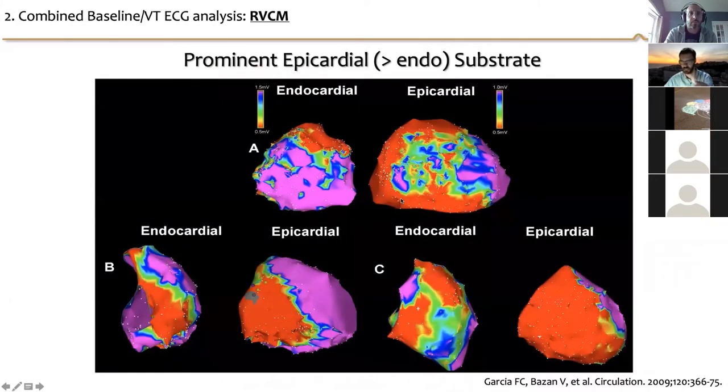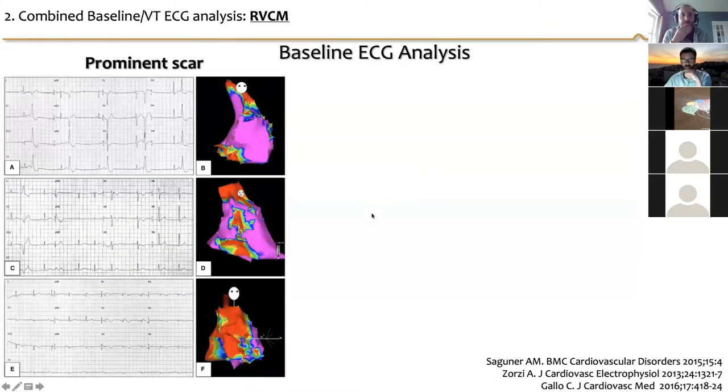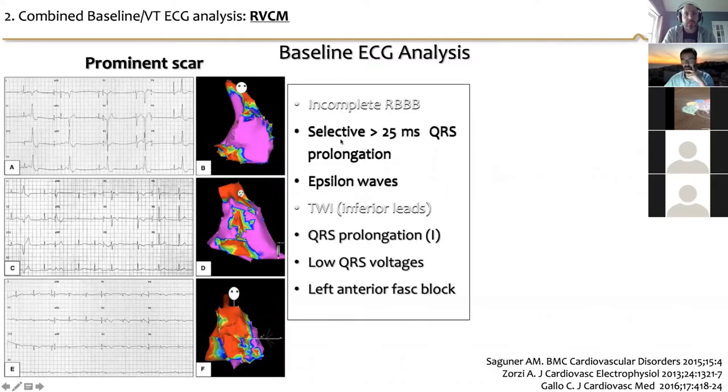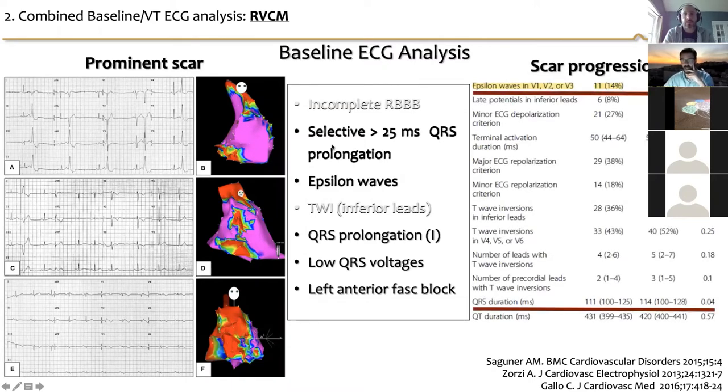And Fermin Garcia and other authors have highlighted the importance or the predominance of an epicardial substrate in many of these patients, probably most of these patients, especially those who have failed a previous endocardial ablation, but not only these ones. So in these patients, we can have a notion of the scar localization and extent by analyzing the baseline EKG. These are a bunch of the criteria that have been developed in order to assess the localization of the scar, the extent of the scar, and even the arrhythmogenicity of this scar and its progression.